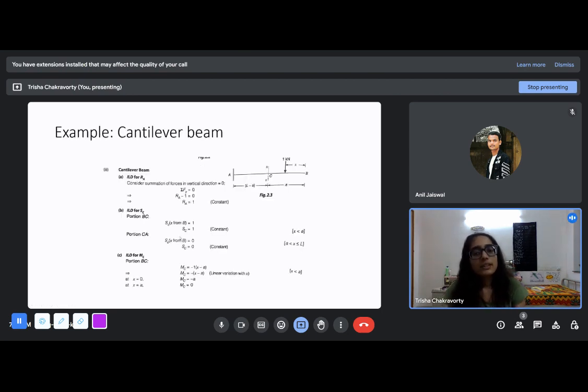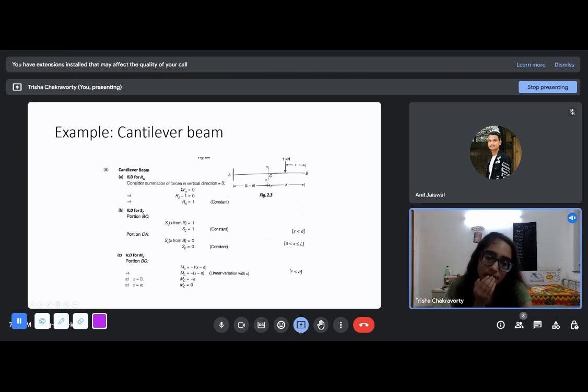The next example we look at is a cantilever beam. It is a simple cantilever beam. So again we look at reactions. What kind of reactions can it have? It can have two kinds of reactions. At A there will be a reaction, and at A there will be a moment.